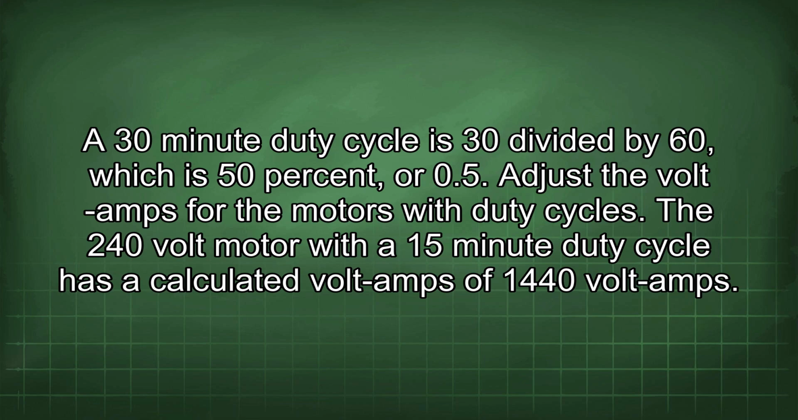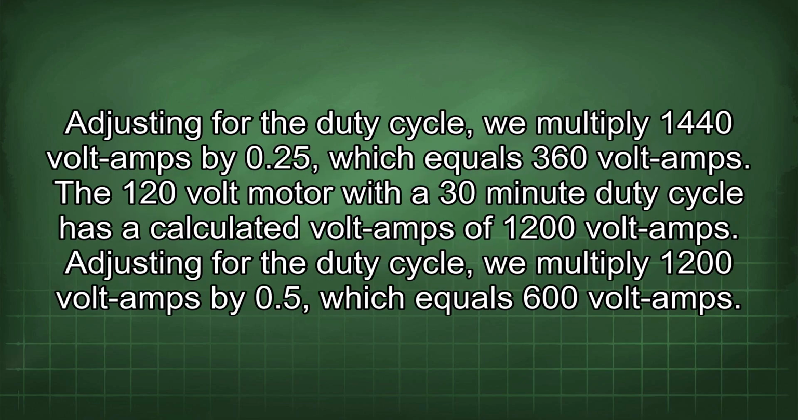Adjust the volt-amps for the motors with duty cycles. The 240 volt motor with a 15-minute duty cycle has a calculated volt-amps of 1440 volt-amps. Adjusting for the duty cycle, we multiply 1440 volt-amps by 0.25, which equals 360 volt-amps. The 120 volt motor with a 30-minute duty cycle has a calculated volt-amps of 1200 volt-amps. Adjusting for the duty cycle, we multiply 1200 volt-amps by 0.5, which equals 600 volt-amps.